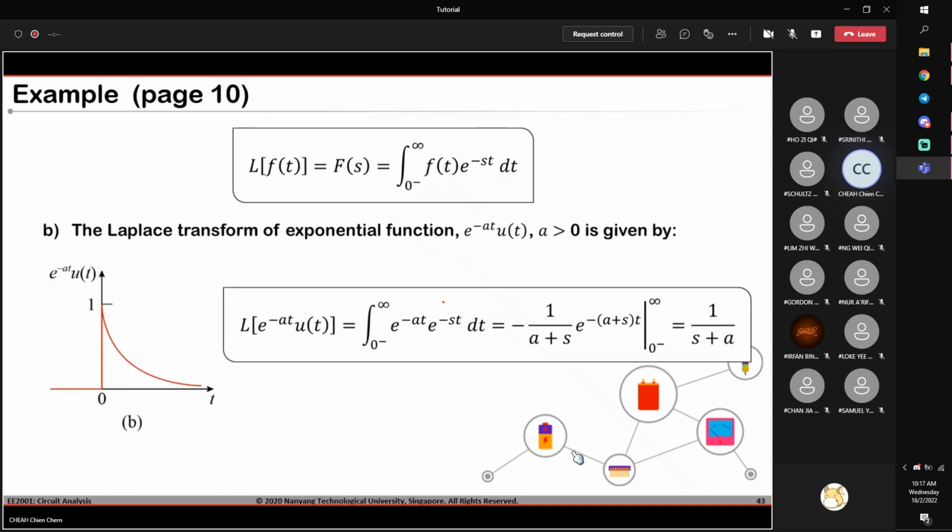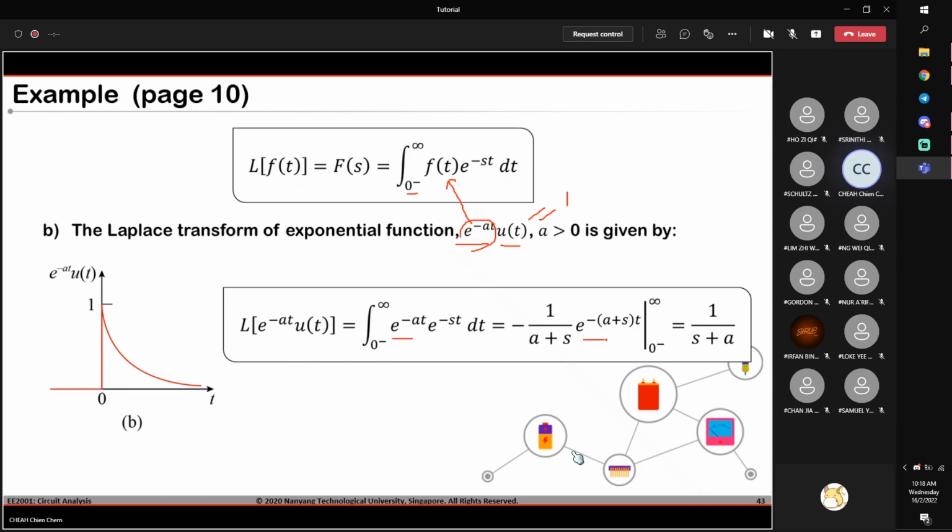Okay, let's go through one more example. e to the power of negative at is what you want to analyze. Now this u(t) just means it's equal to 1 because we're considering t greater than 0. For t greater than 0, u is equal to 1, which means that you have this signal exponentially decreasing. Before that, it was equal to 0. Now you put these signals into here. This is what we get.